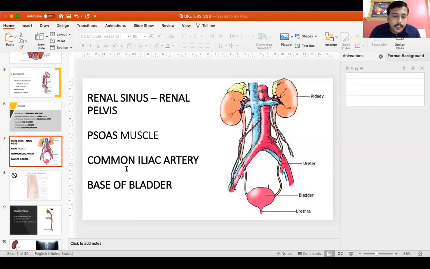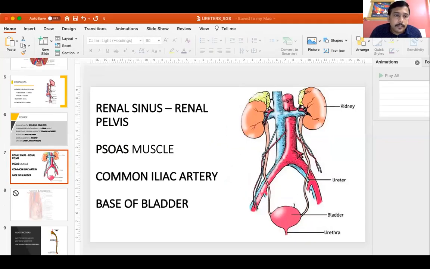So anteriorly it is the renal vein, and in the middle we have the renal artery. Then extreme posteriorly we have the renal pelvis. Okay, there is a mnemonic, VAP, which we usually try to remember. Okay.